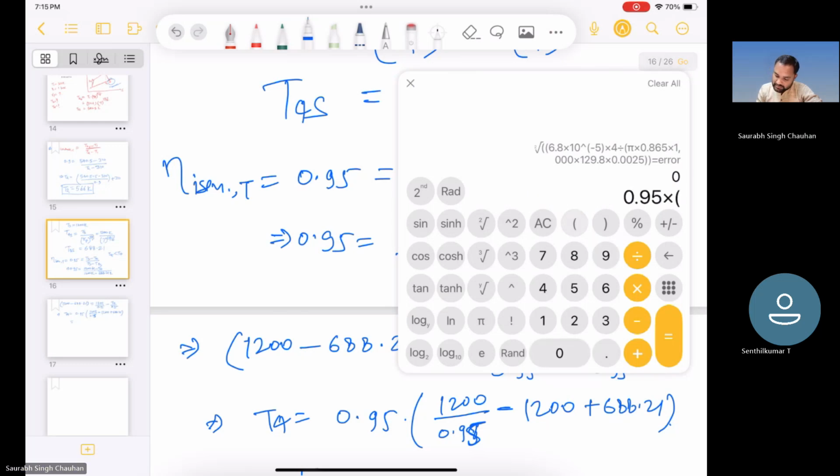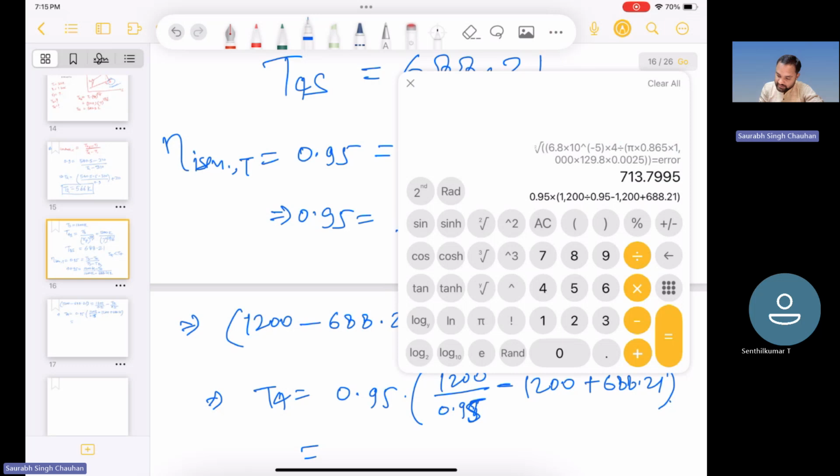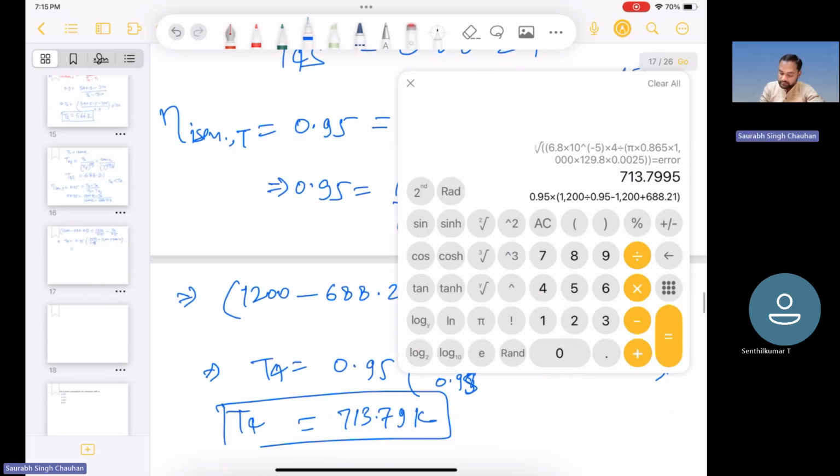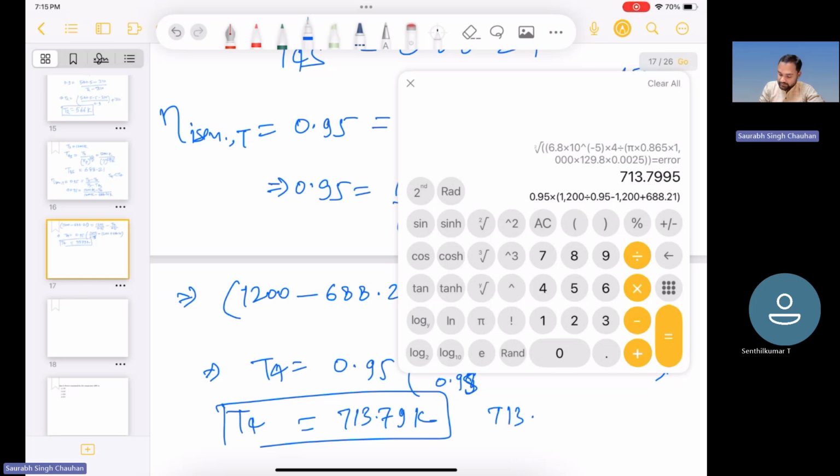0.95 times 1200 divided by 0.95 minus 1200 plus 688.21. So it is coming out to be 713.79. So T4 is equal to 713.79 Kelvin, or 713.8 Kelvin.